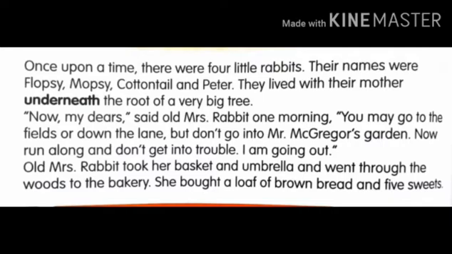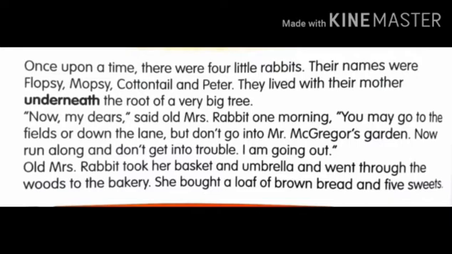"Now, my dears," said old Mrs. Rabbit one morning, "you may go to the fields or down the lane, but don't go into Mr. McGregor's garden." Now, see what Mrs. Rabbit is telling here. She's telling the little rabbits not to go into McGregor's garden. There is a garden and that garden belongs to Mr. McGregor. So here we have one more character, Mr. McGregor, and the garden. It is also a setting, McGregor's garden. It is also one setting.